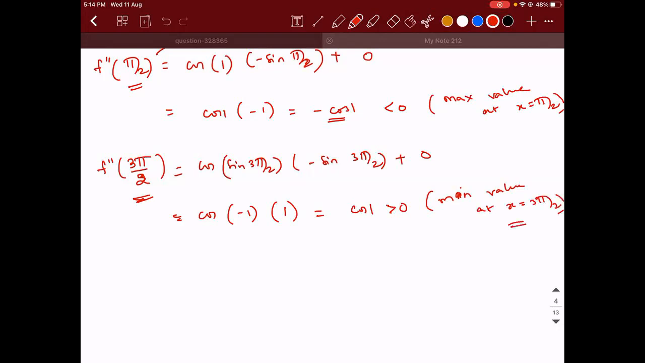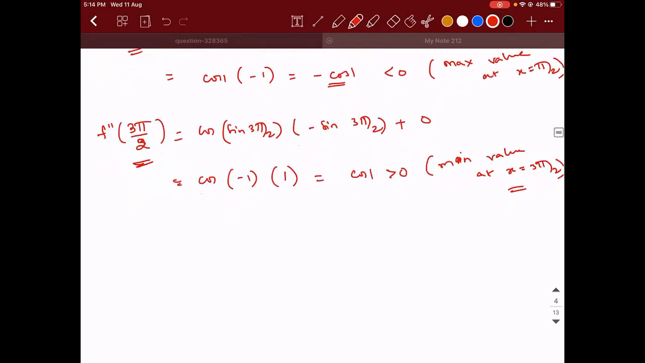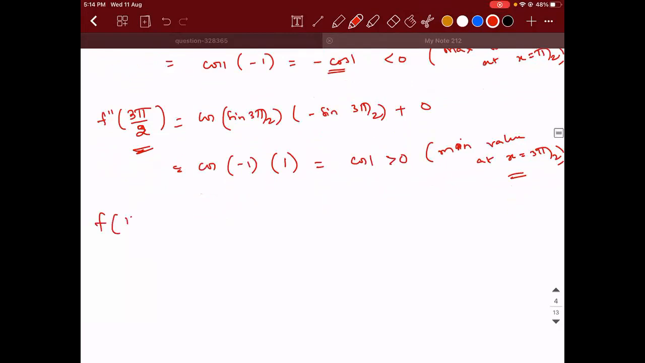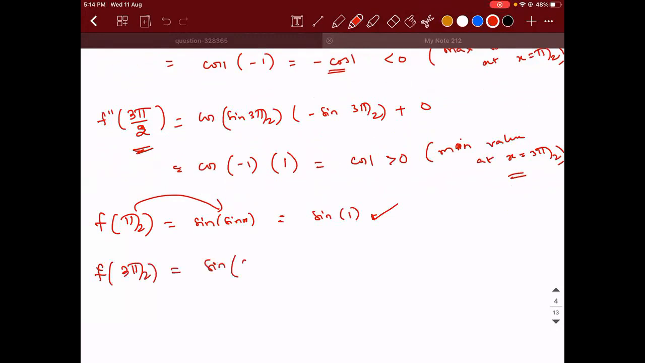Okay. Now what we need to do is find f of pi by 2. So f of pi by 2, what is the question? It is sine of sine x. So when you substitute the value here, it will give you sine 1. That's it, sine 1. So f of 3 pi by 2 is how much? Sine of sine 3 pi by 2, which is sine of minus 1, which is minus sine 1. Okay. So this will be the maximum value and this will be the minimum value.